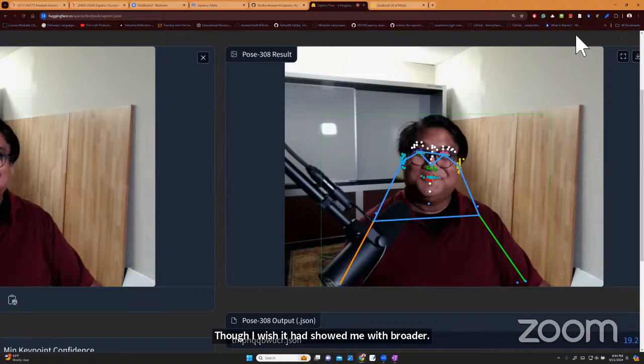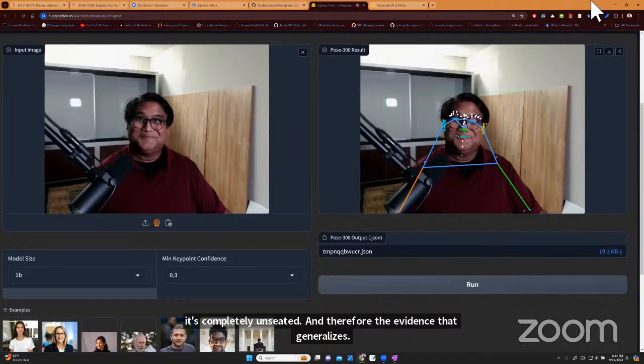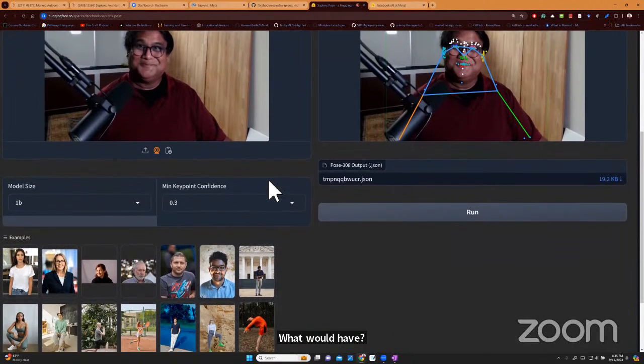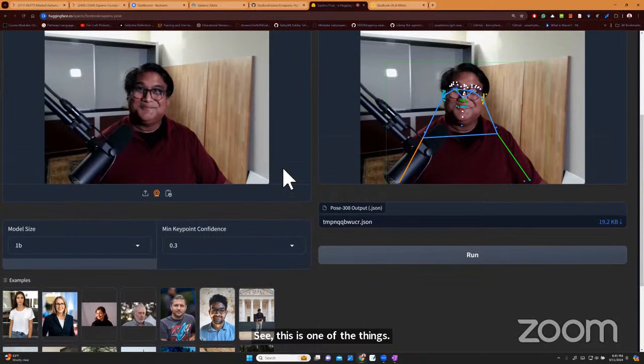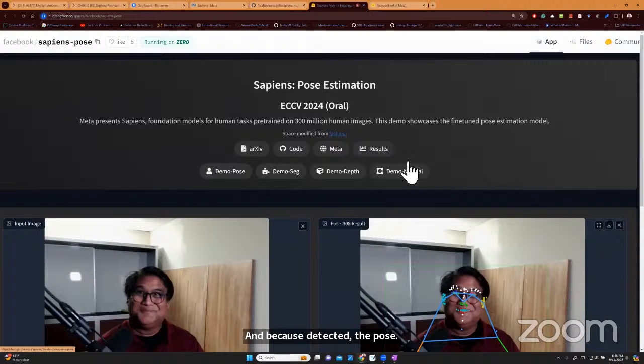But in this case, it took your photo. So for the model, it is completely new, unseen data. And therefore, the evidence that it generalizes. But what would have been the input which has gone into the model from your photo? The entire picture was the input to the model. And it has detected the pose. Yeah, pose detection, for sure.